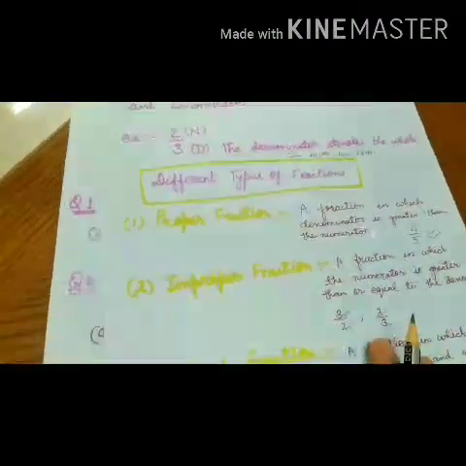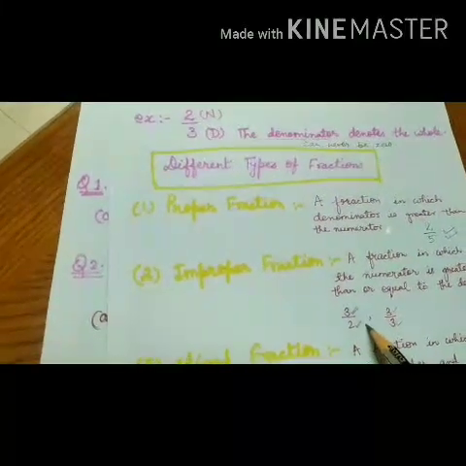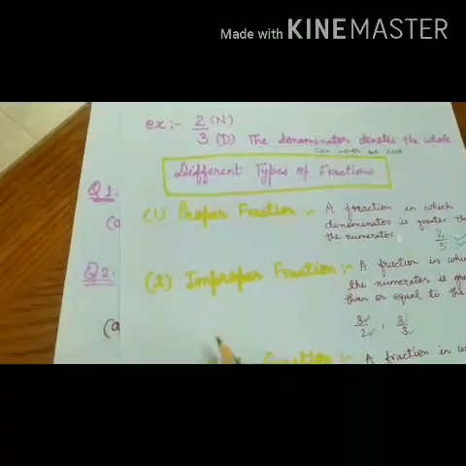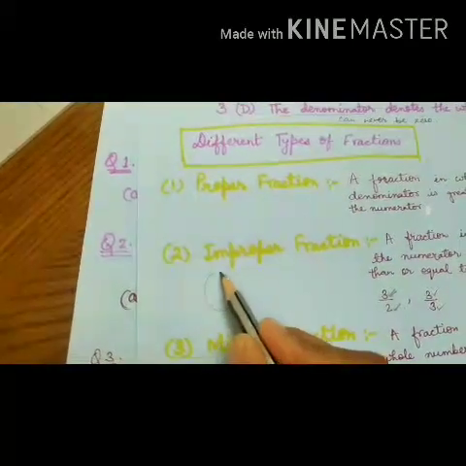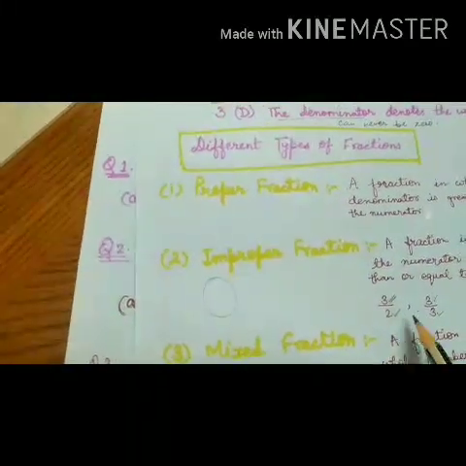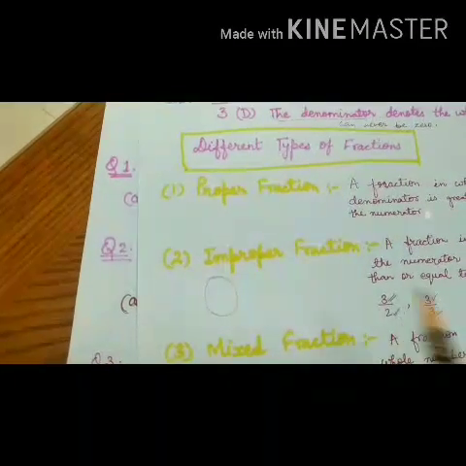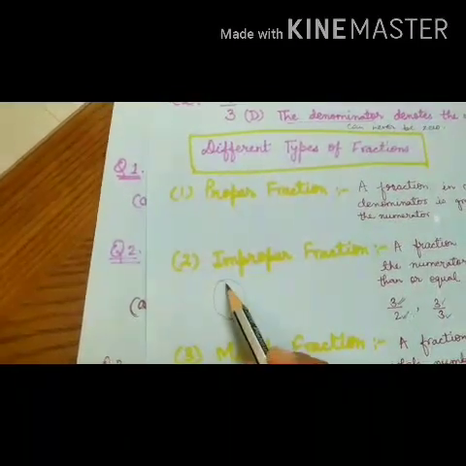See how it has become 3 by 2. Like I have a pizza. Okay, it is written as 3 by 2. It means a pizza has 2 parts only.